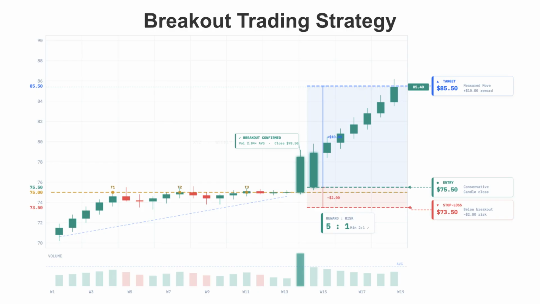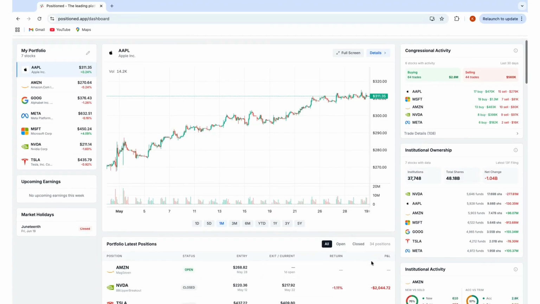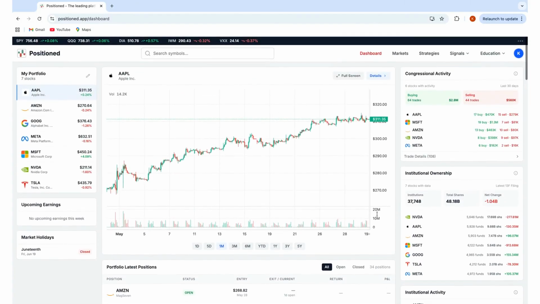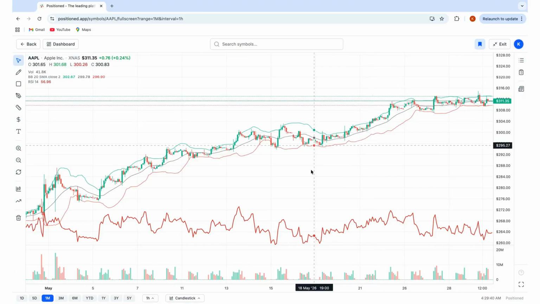from identification to execution. And this is where Positioned.app helps bring the entire breakout process together. From your dashboard, you can monitor portfolio stocks, identify active trading signals, and instantly move into the full-screen chart for deeper technical analysis. Whether you're tracking consolidation patterns, volume confirmation, or breakout retests, the platform is designed to help traders analyze markets with structure, speed, and clarity.